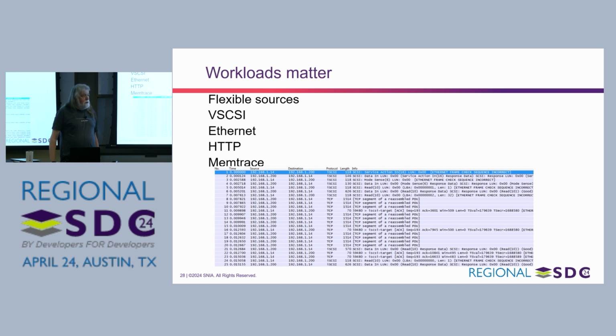We can use the vSCSI trace from VMware. So this would just be all the virtual SCSI commands that come into a virtual disk on a SCSI device. We can use like an Ethernet trace that you would get from Wireshark. We can use an HTTP trace that would be potentially a dump from an HTTP server. We can use something like memtrace that would actually be tracing all of the reads and writes into a stack of memory.